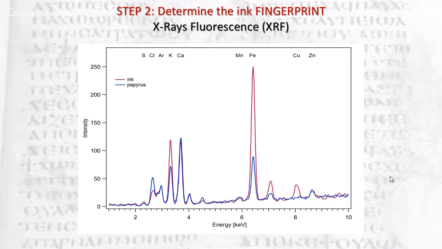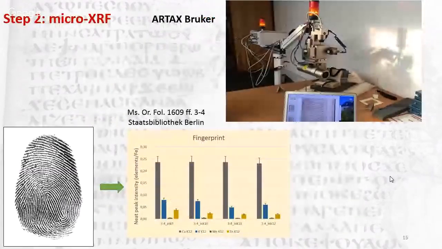This, for example, is an iron gall ink that contains iron, but also copper. You can see here the small red peak. Yeah, this is, again, our machine. You can see it a little bit better.